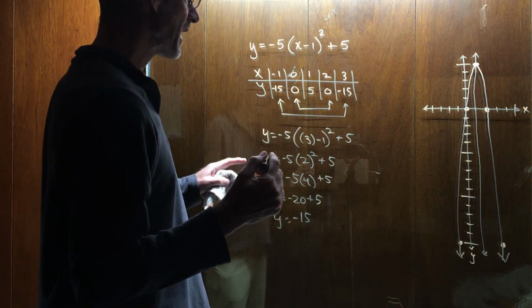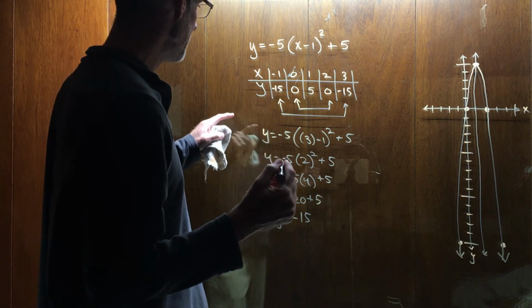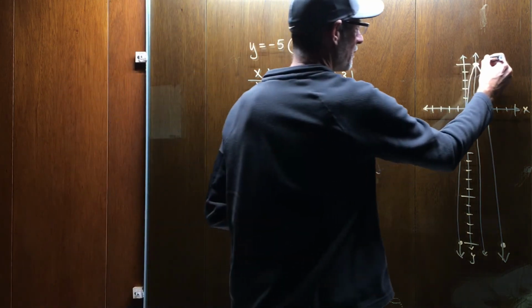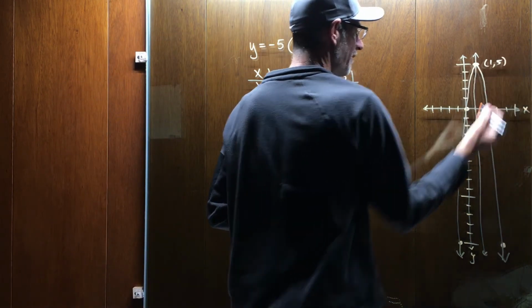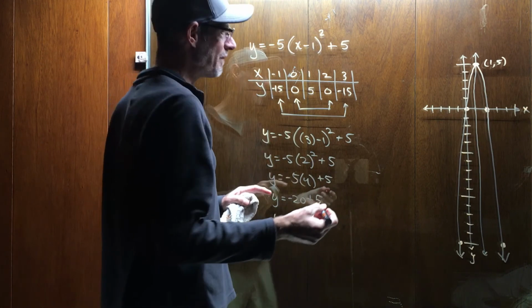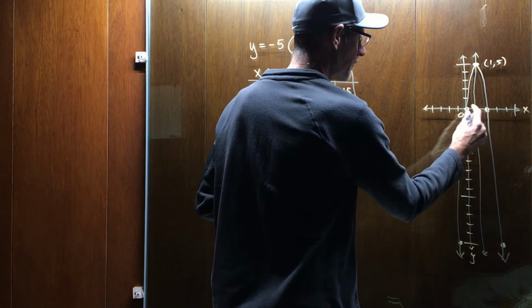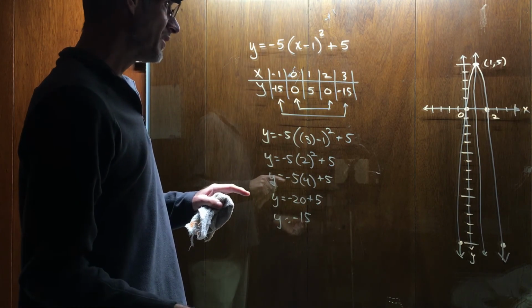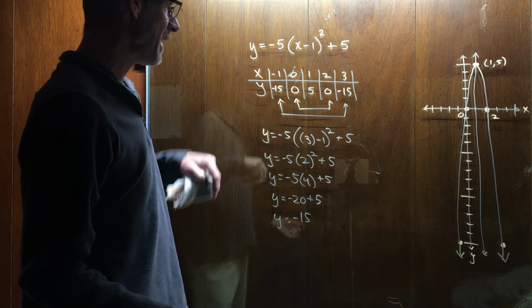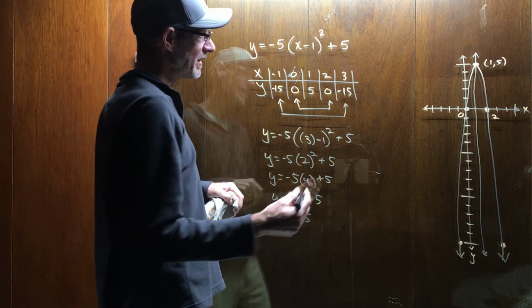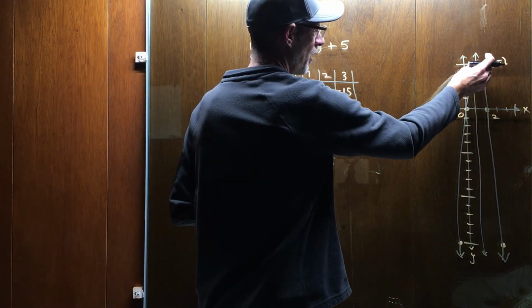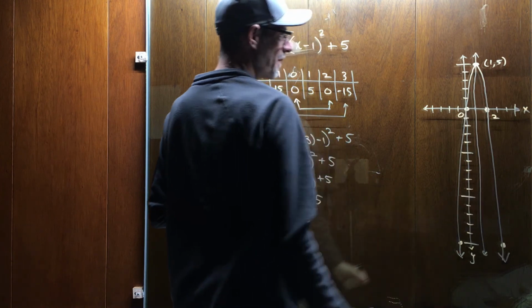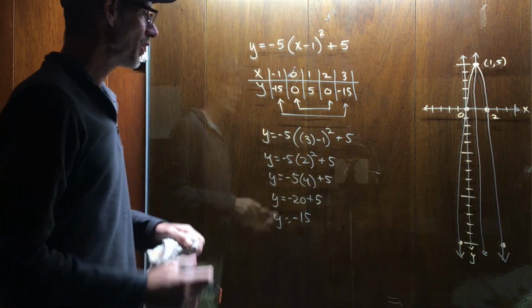One thing that we should look at before we're done with this problem is we should label our vertex, which is at (1, 5). We should label our x-intercepts, which are at 0 and 2. And we should check our a value, which is -5. And that makes sense because it looks like our parabola is narrower than the parent function and our parabola opens down.